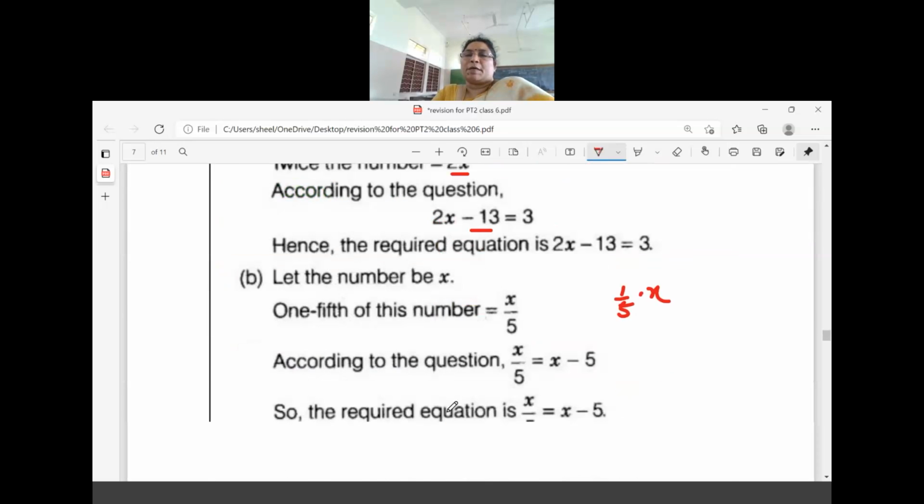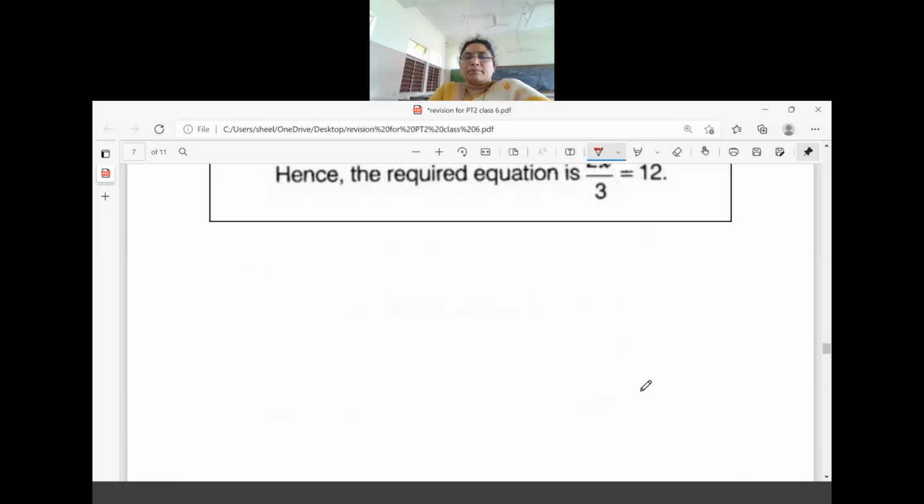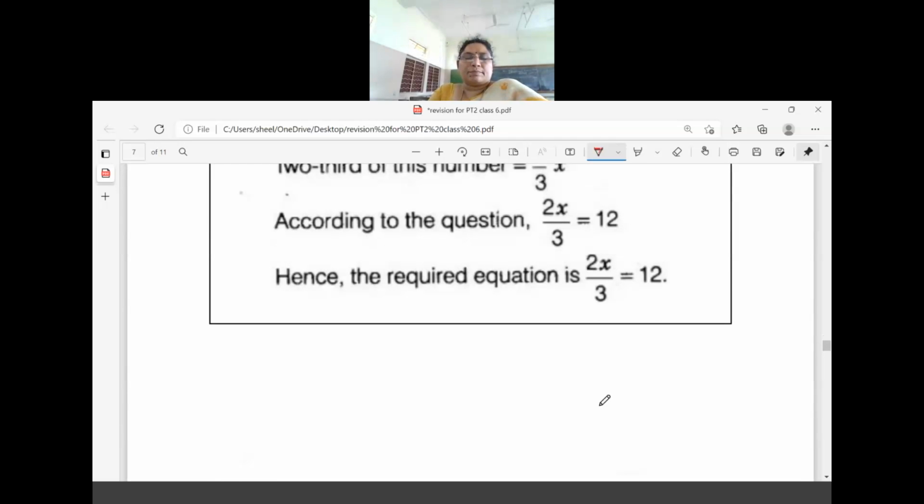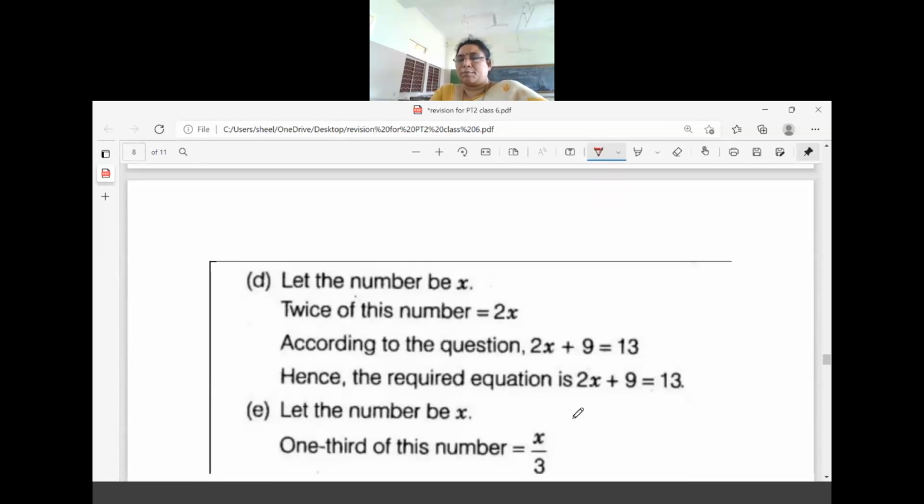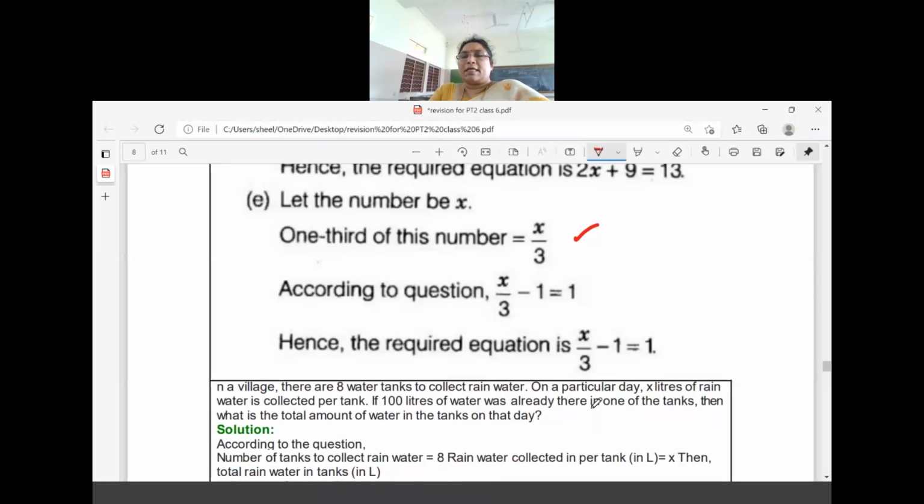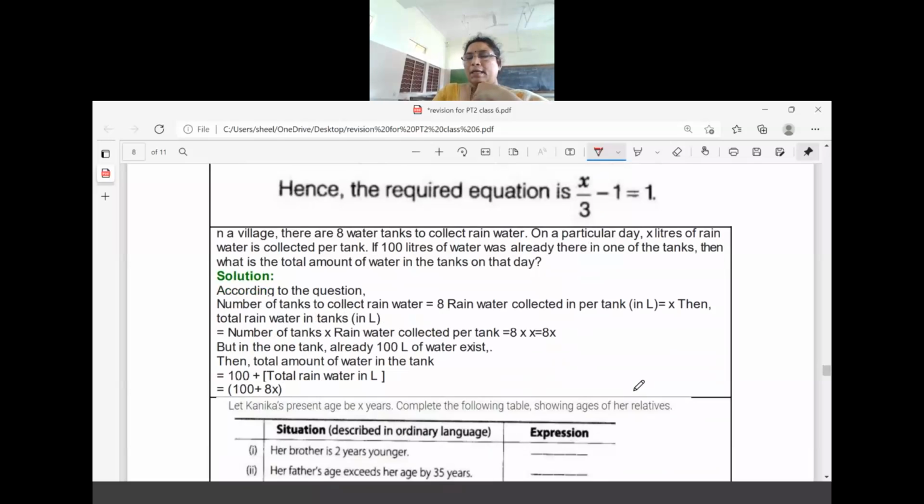So the answers are: 2x minus 13 equal to 3, x by 5 equal to x minus 5. The next is 2x by 3 equal to 12. The fourth answer is 2x plus 9 equal to 13. And the last one is x by 3 minus 1 equal to 1. Right? Now, one more question is there. We can go for that also.